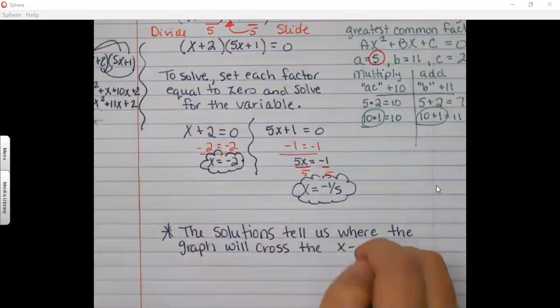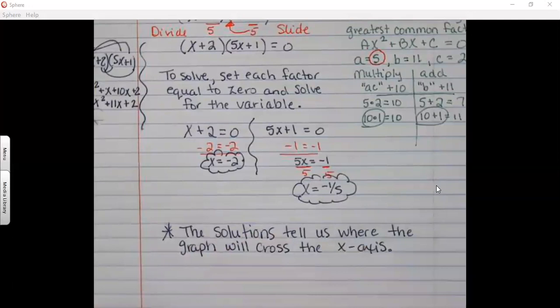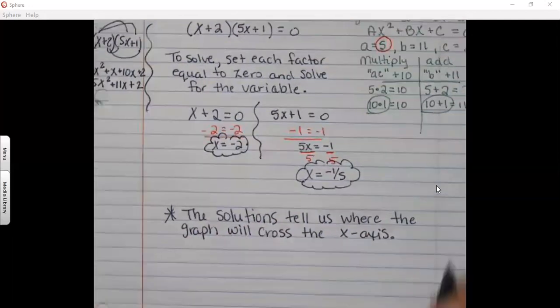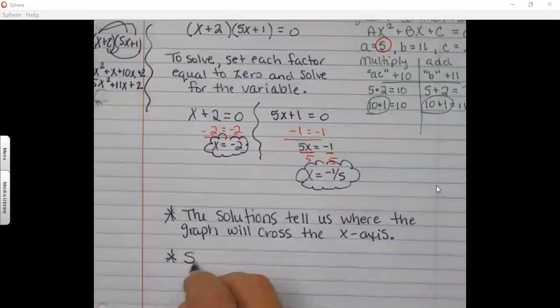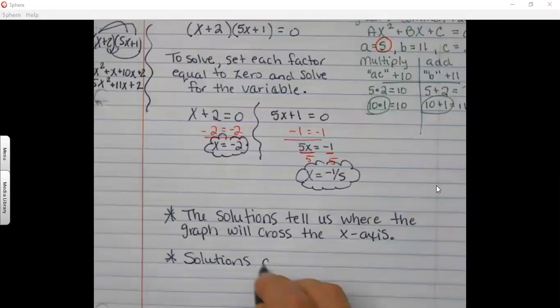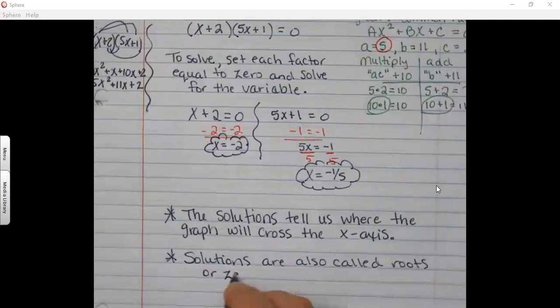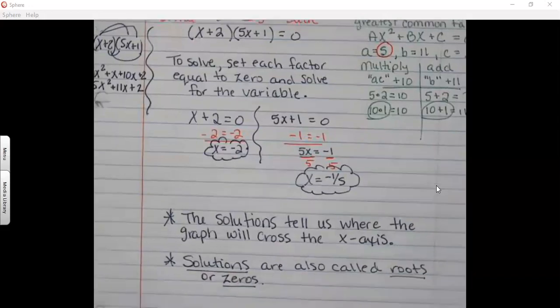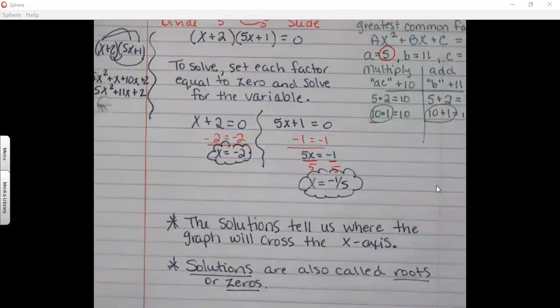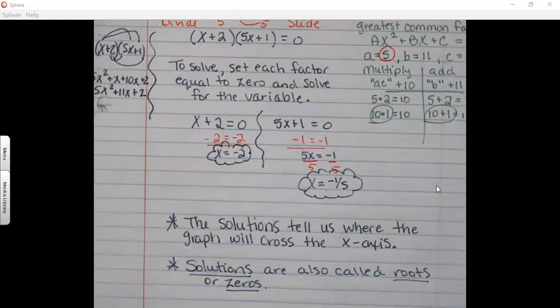And another thing I want to tell you, yes, sir. If it's an emergency, if not, wait till I'm done with notes. That solutions are also called roots or zeros. So sometimes they'll say find the roots or find the zeros. It means the same thing as find the solutions, okay? I don't want you to be like, what in the world, find the roots? What are they talking about? That's what it means, just find the solutions. Just a different word for it.